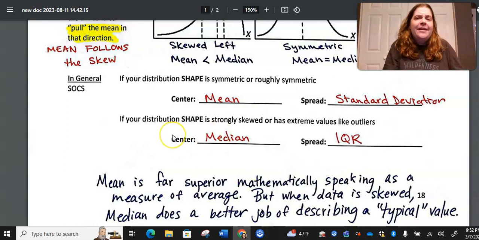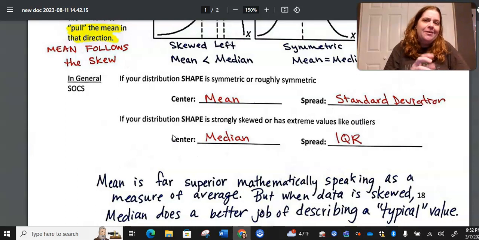Now, if your data is skewed, or if it has really extreme values, like low outliers or high outliers, okay, so if you're seeing a really strong skew or you're seeing outliers, we tend to say that the best measure of center is the median. And the reason why is because the mean is really affected by these outliers.